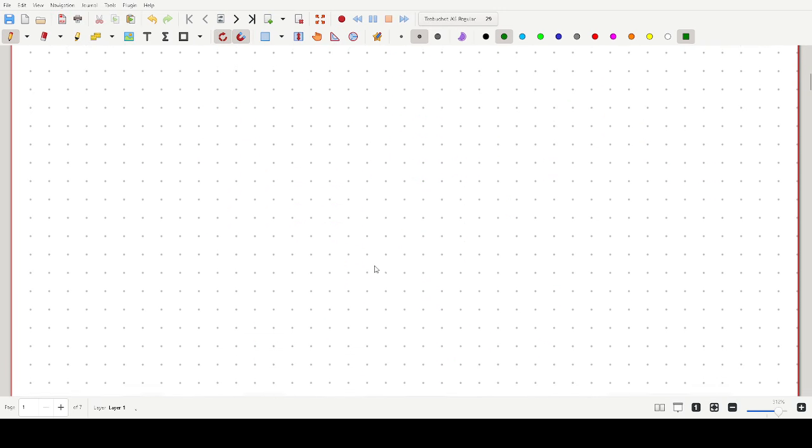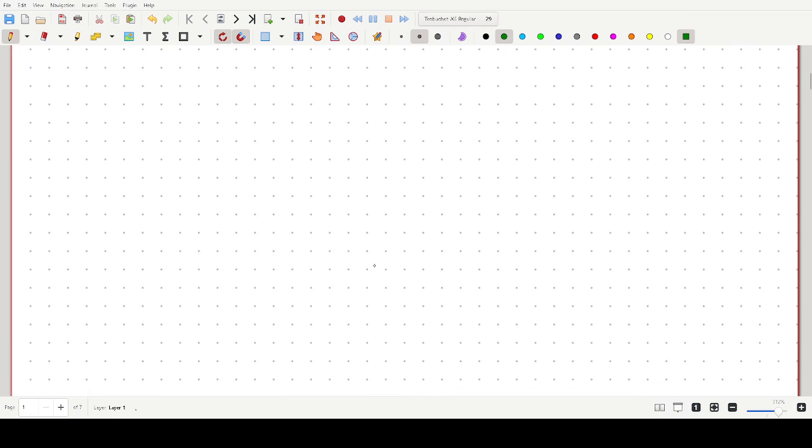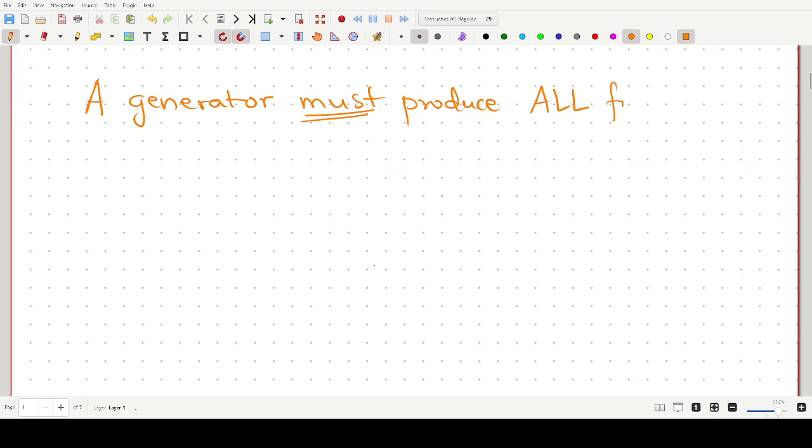Okay. All right. Now let us try to find all the generators, right? So the definition of a generator is as follows. Let us consider the definition of a generator. A generator must produce all four elements, right? So what are the four elements? The four elements are 0, 1, 2, and 3. So let us try one by one all the possible elements that we have at our disposal.